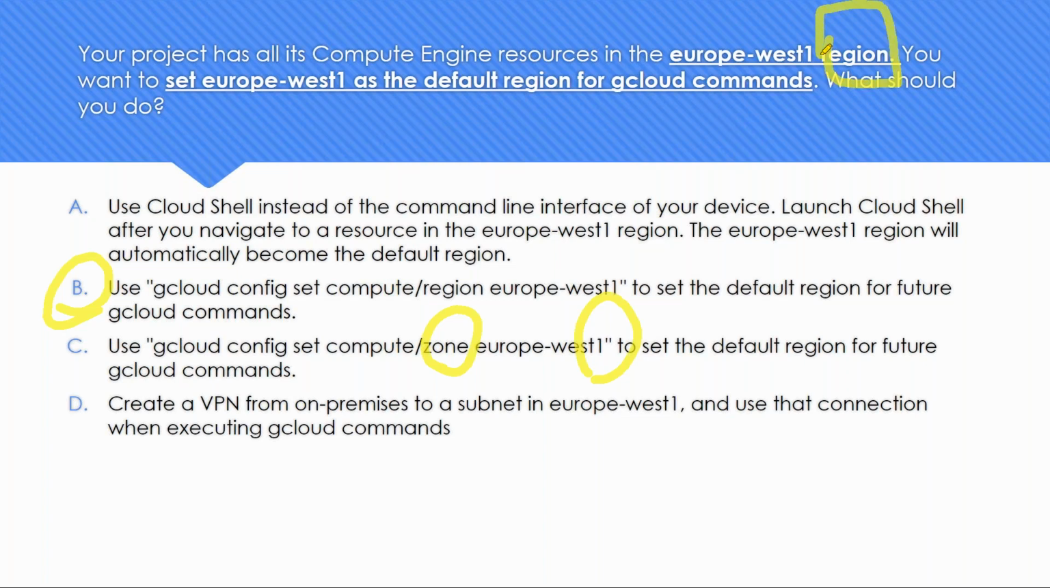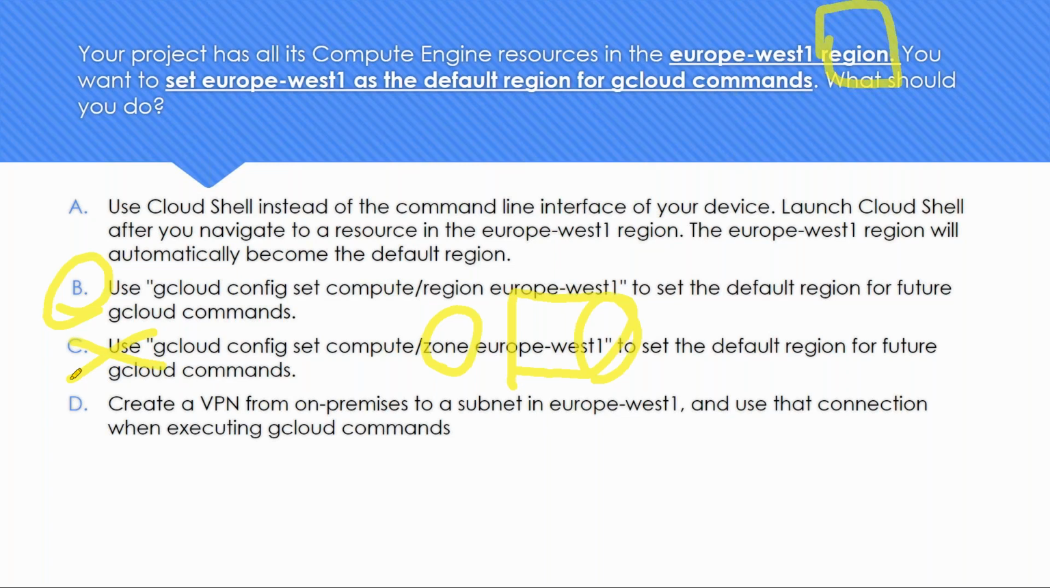So instead of region, they are mentioning zone. That's the first mistake. The second mistake is they are mentioning zone, but they are using a region, because regions end with a number. Zones end with an alphabet. So that is again wrong. So this command is again wrong.